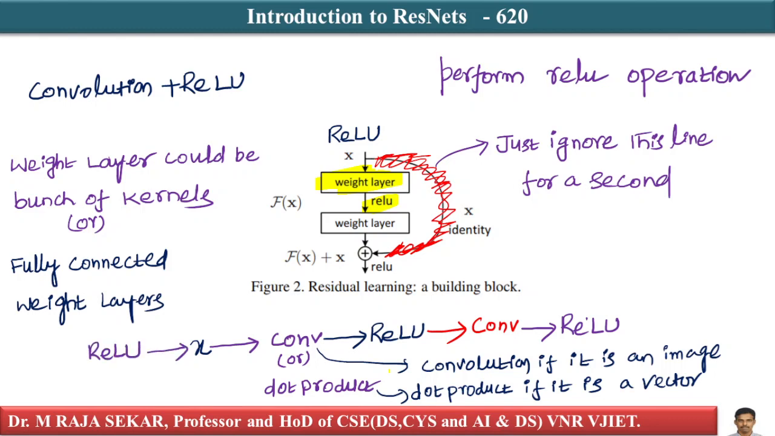That's important. This ReLU now goes into one more layer. If you observe, this ReLU is going to one more layer, which is a convolution layer, and then this convolution goes to ReLU. That's what the structure says.